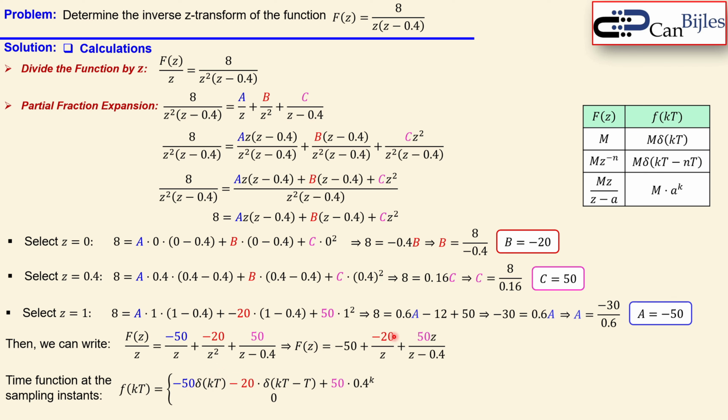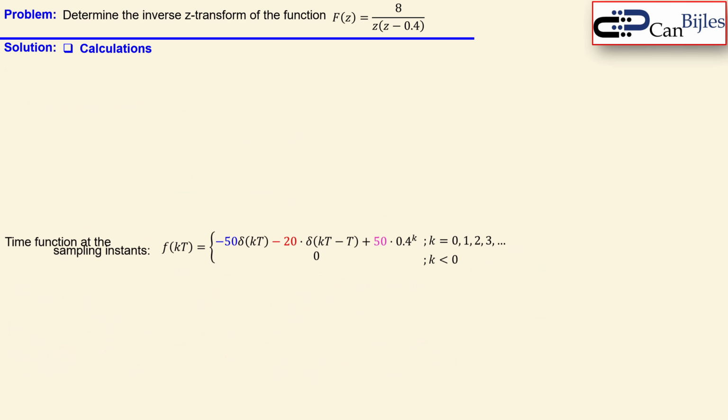The next one is the minus 20 over z, or minus 20 z to the power minus 1, which is this actually, and that means we need to put it in this way. Since n is 1, that means kT minus T, that's actually shown here. And then plus 50 times 0.4 to the power k, because the a is here 0.4, so you just follow this procedure. And this is valid for k equal to 0, 1, 2, 3, etc. in integer form. And for k less than 0, the value is 0 for our time function.